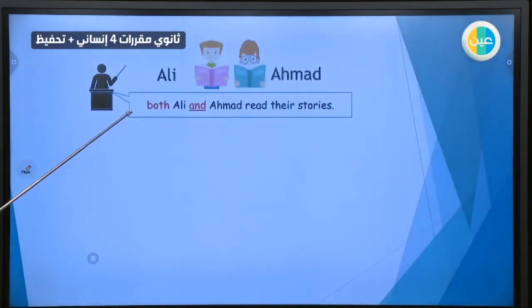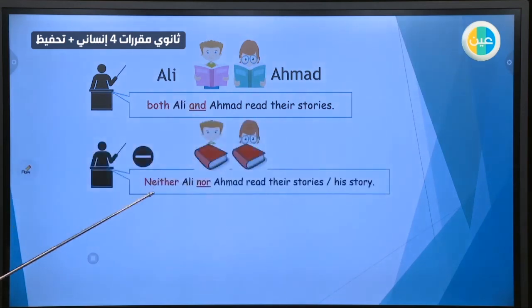Look at both plus and, Ali and Ahmed. Both Ali and Ahmed read their stories. So we can write here the names, and we have to write and to join these two. Neither Ali nor Ahmed. With neither, we use nor. Neither Ali nor Ahmed read their stories. No one of them. So we use nor with neither. It is negative in the meaning only, but the sentence is affirmative.